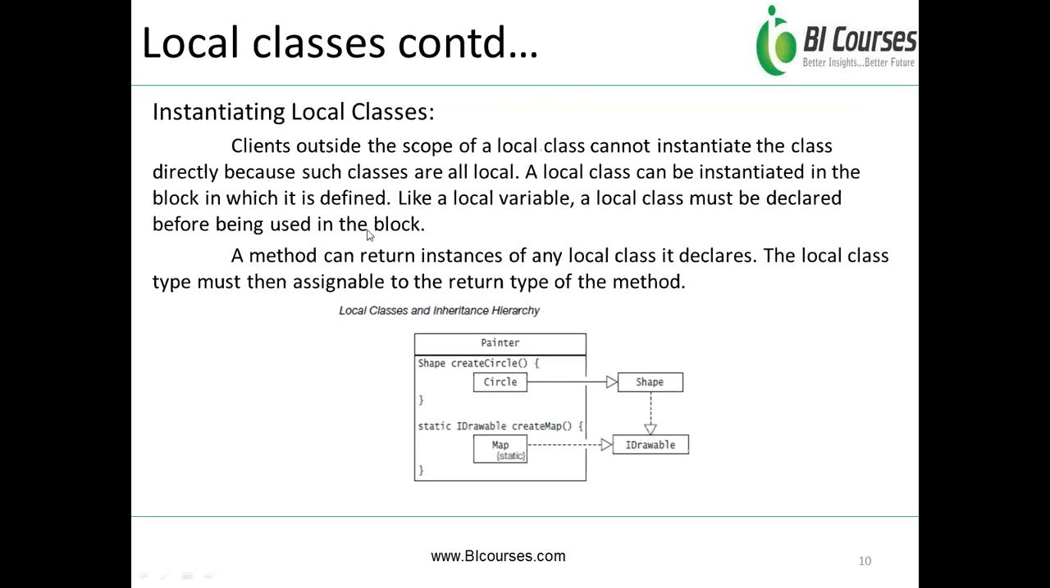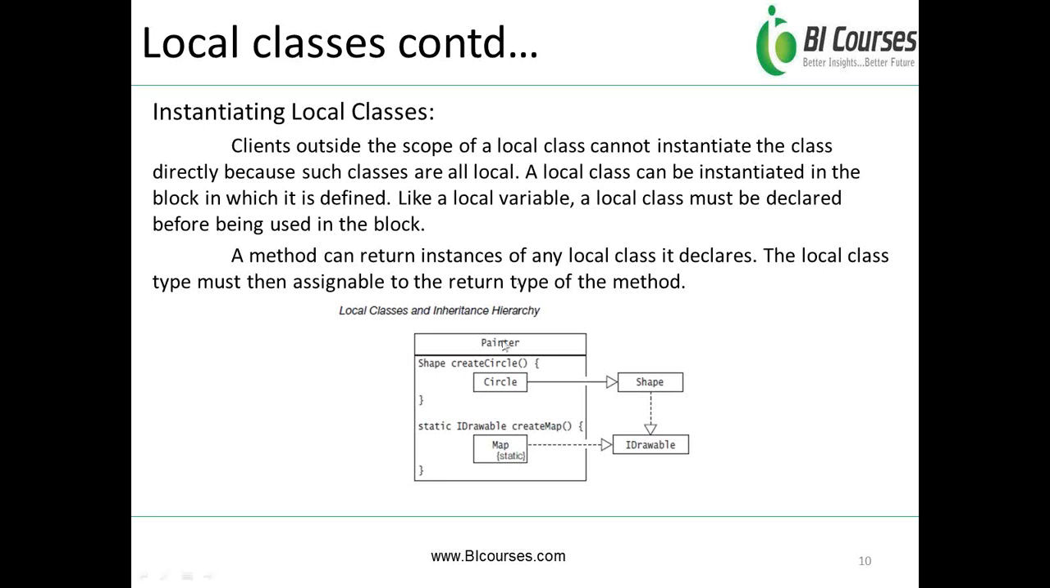Clients outside the scope of local classes cannot instantiate the class directly because such classes are local. Those classes are within a method, within a block, so we cannot create an object of these classes from outside. A local class can be instantiated in the block in which it is defined, like a local variable. A local class must be declared before being used in the block. A method can return the instance of any local class it declares.